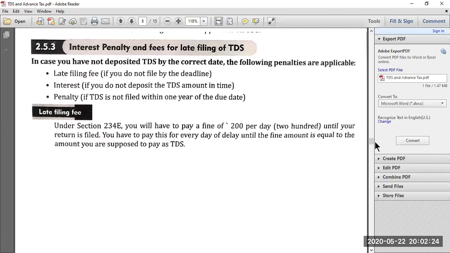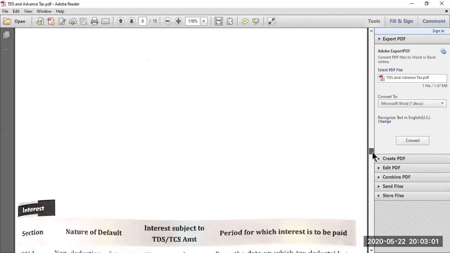Late filing fee. The first thing you have to understand is the late filing fee. Under section 234E, you will have to pay a fine of rupees 200 per day until your return is filed. That means if you are not filing your TDS returns, you may already have deposited the TDS amount, but after depositing you have to file within the due date. So in spite of depositing the TDS money, if you are not filing your TDS returns within the stipulated due dates, then you will be levied an extra fine or late filing fee of rupees 200 per day, for every day till you file the TDS returns. So this is the first type of penalty. Then again you have interest.